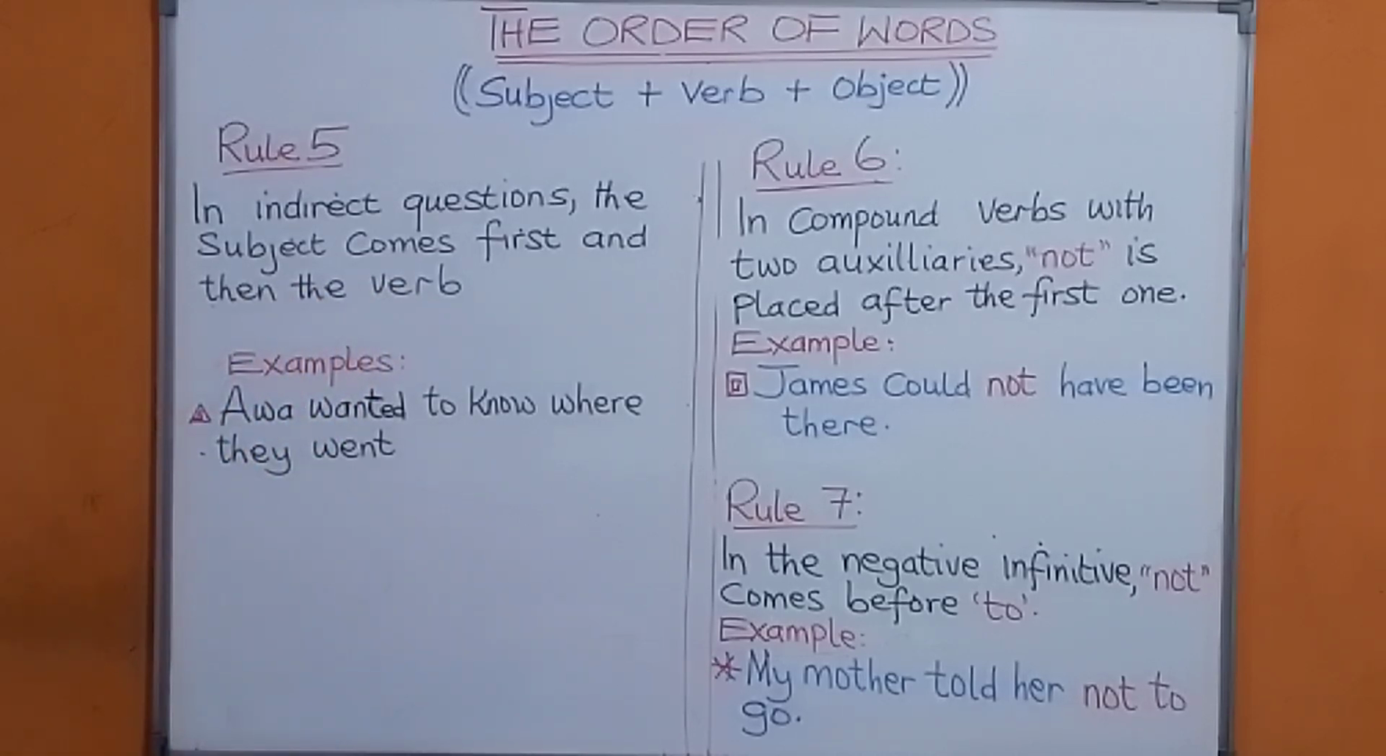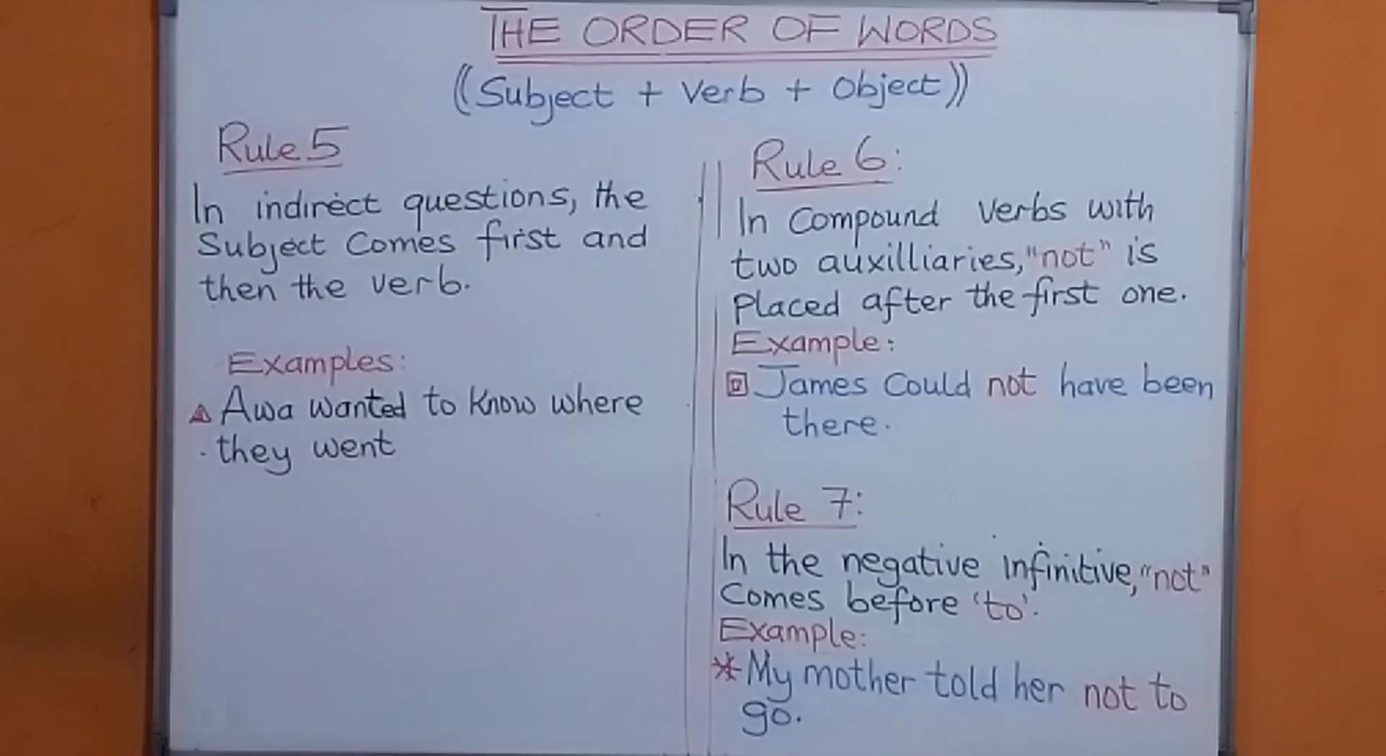Remember, if you want to ask any question, if you want to put any direct question, the verb comes first. Are you there? Are, that is the verb, coming first, and the subject coming second. But in an indirect question, the subject comes first, and then you put the verb. Look at the example. I wanted to know where they went. That is an indirect question.